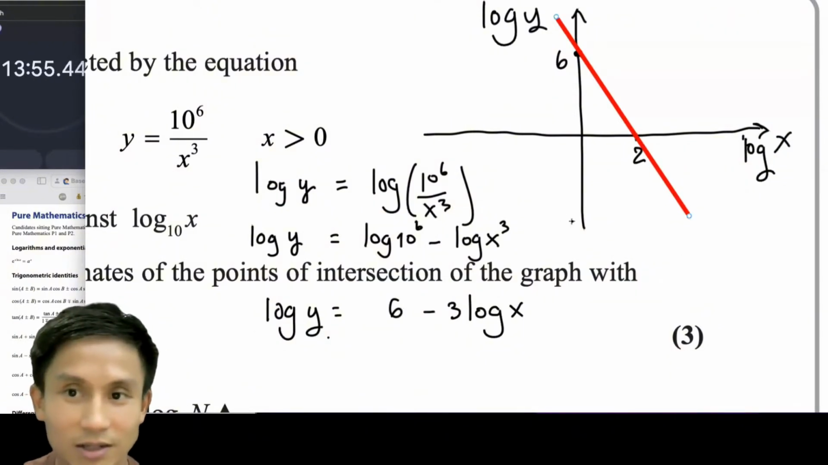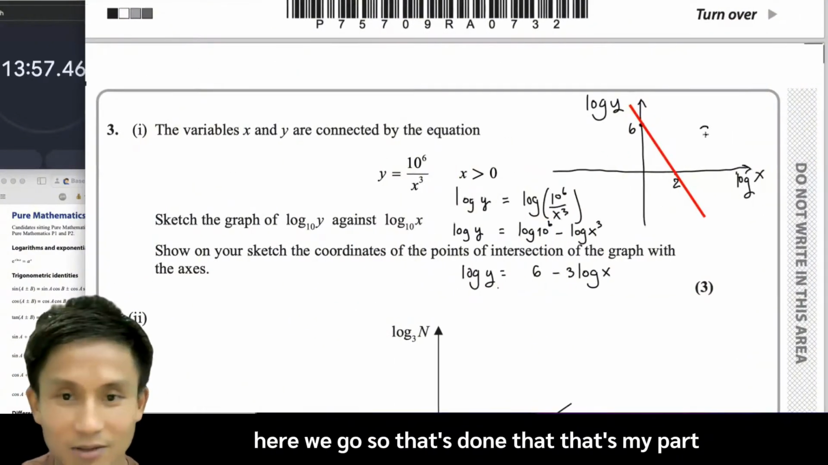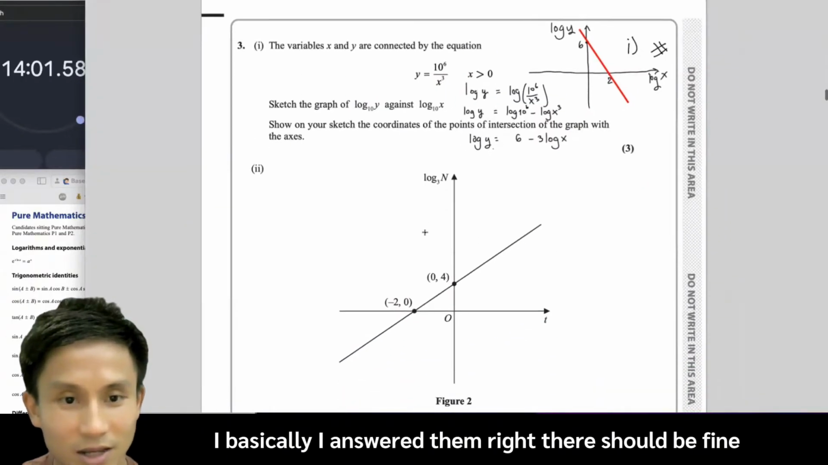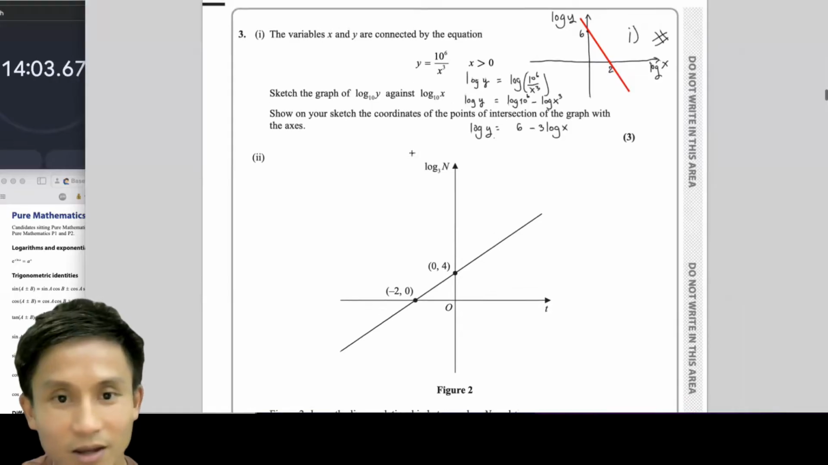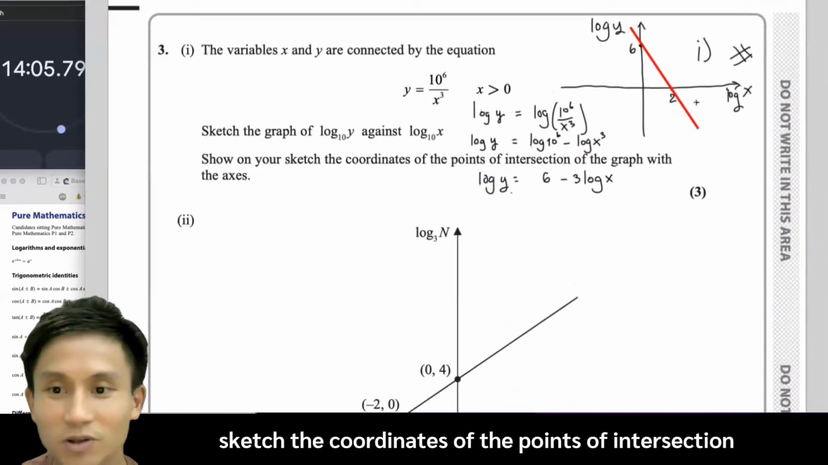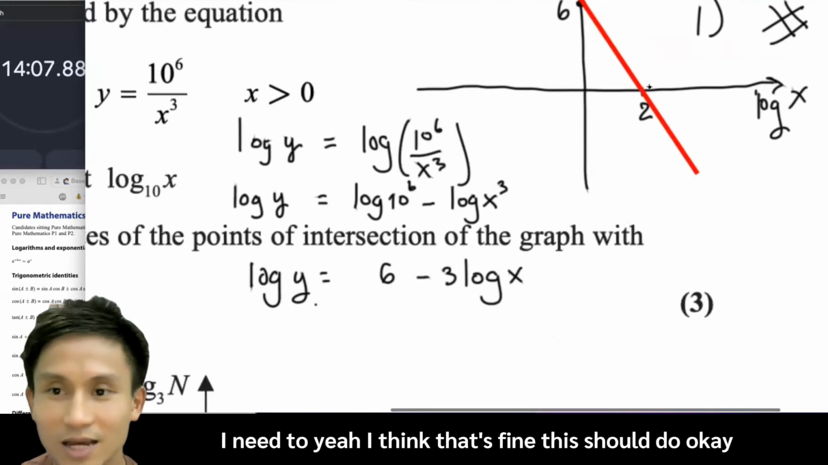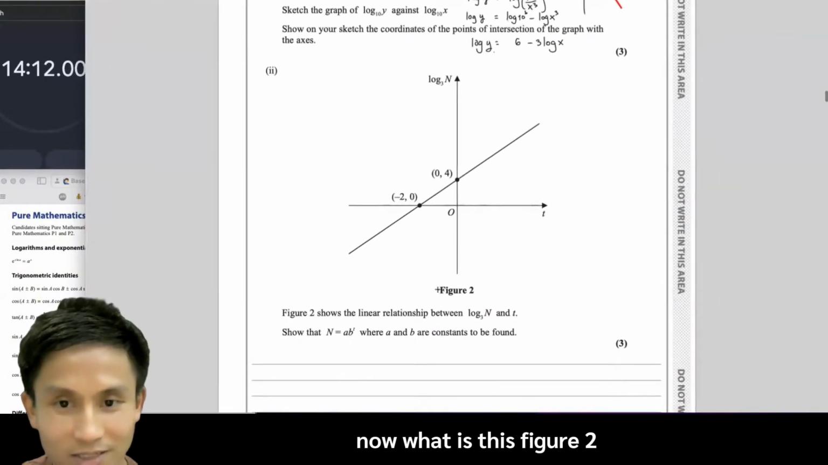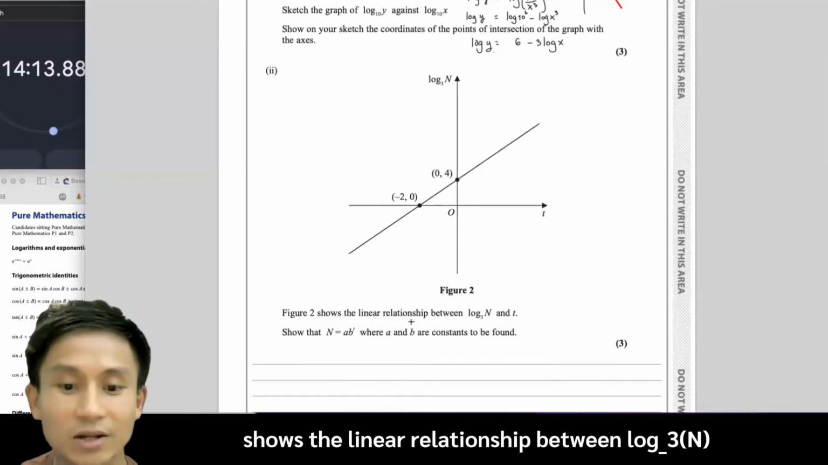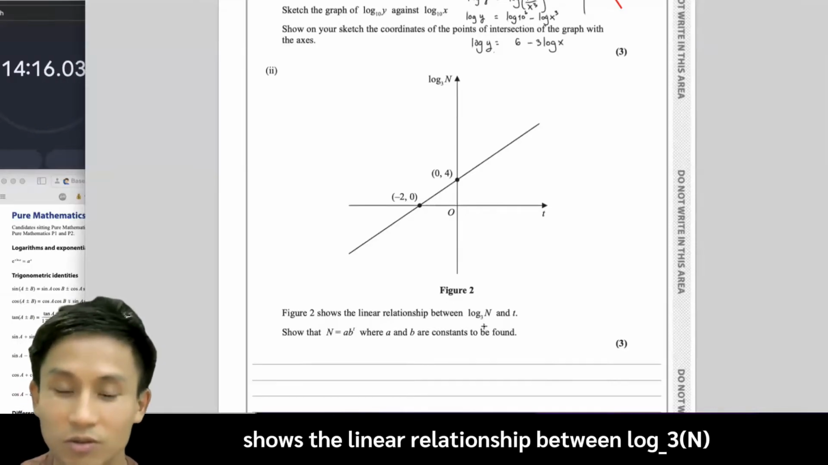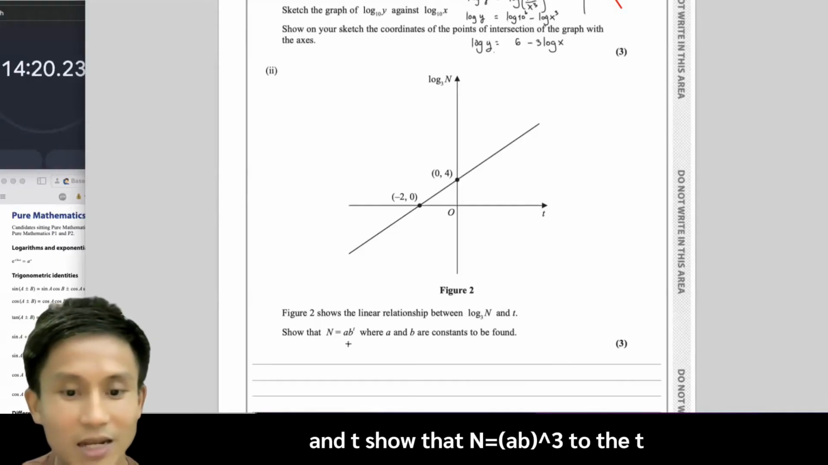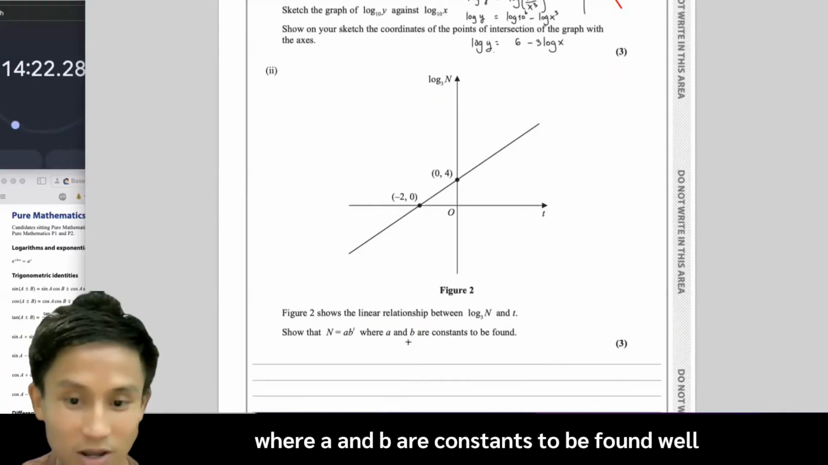All right. Here we go. So that's done. That's my part I, basically. I answered them right there. Should be fine. Sketch the coordinates of the points of intersection. Okay, I think that's fine. This should do. Okay. Now, what is this Figure 2? Figure 2 shows the linear relationship between log base 3 of n and t. Show that n equals a b to the t, where a and b are constants to be found.